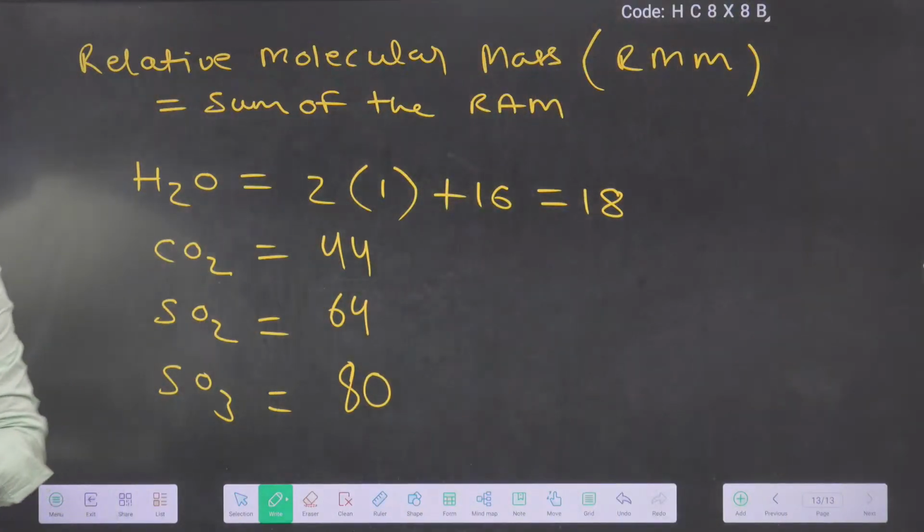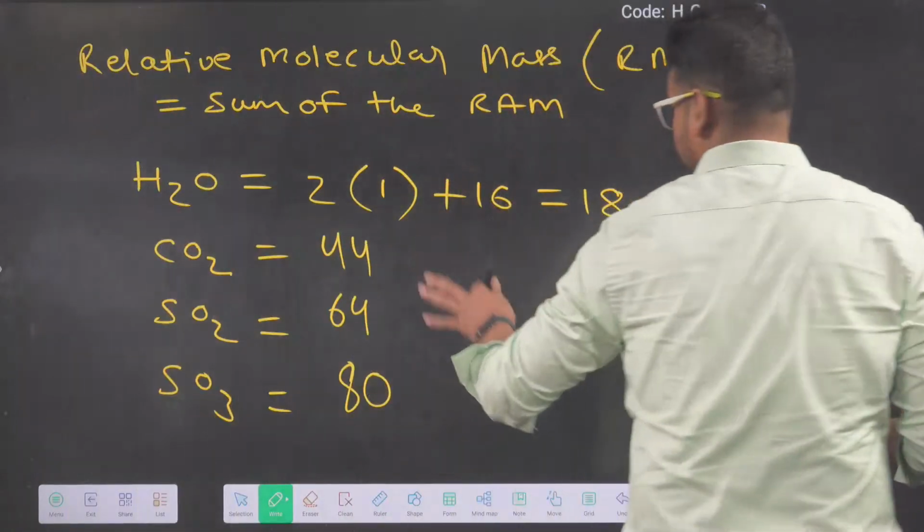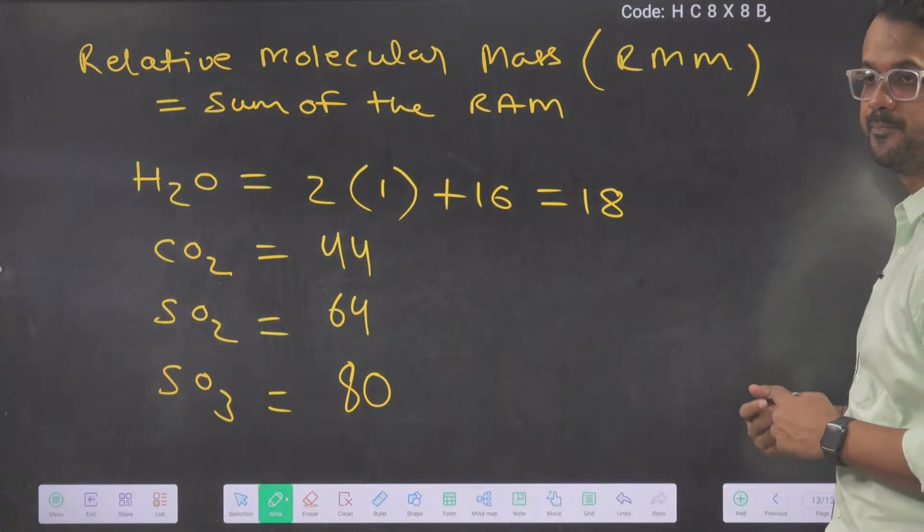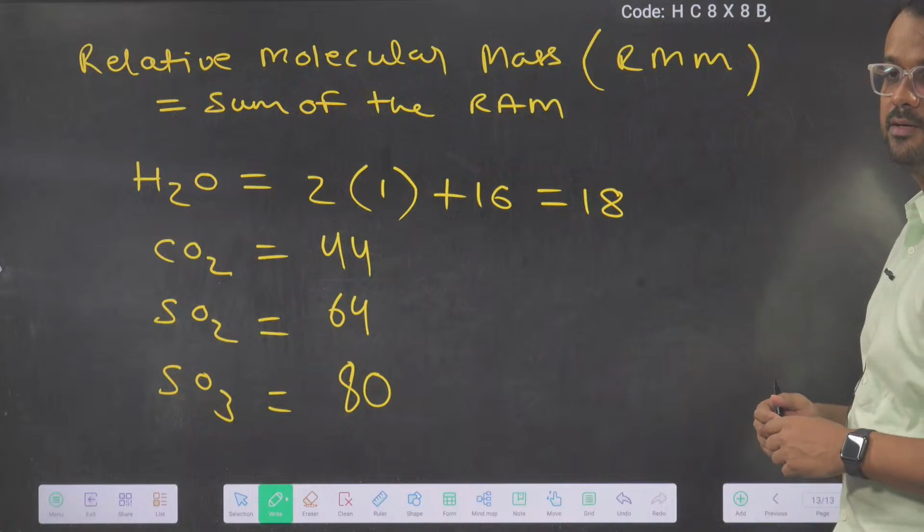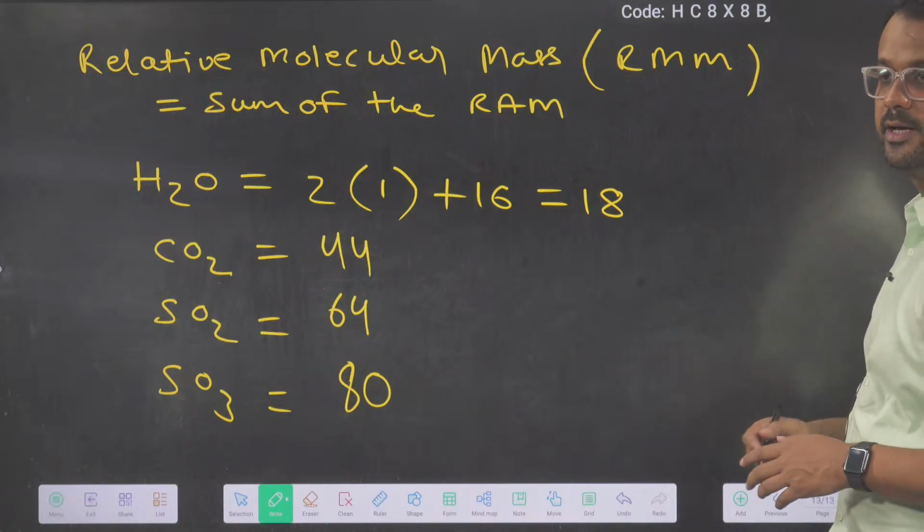No, atomicity is number of atoms present in. We'll talk about that, Chand. Don't worry. These three are clear, everyone. SO3 will be 16 3s are 48. 48 plus 32, 80.